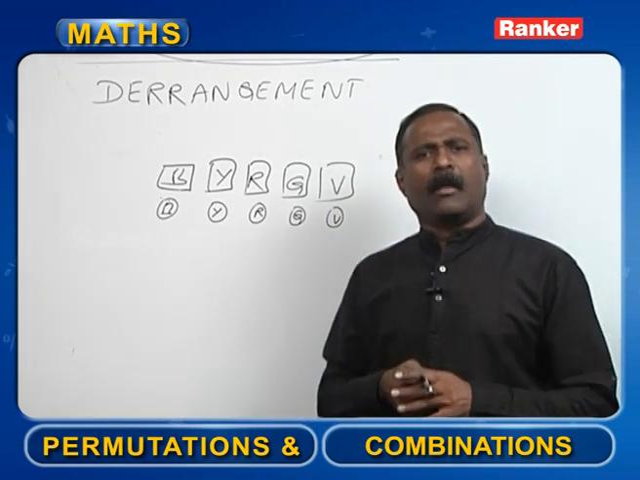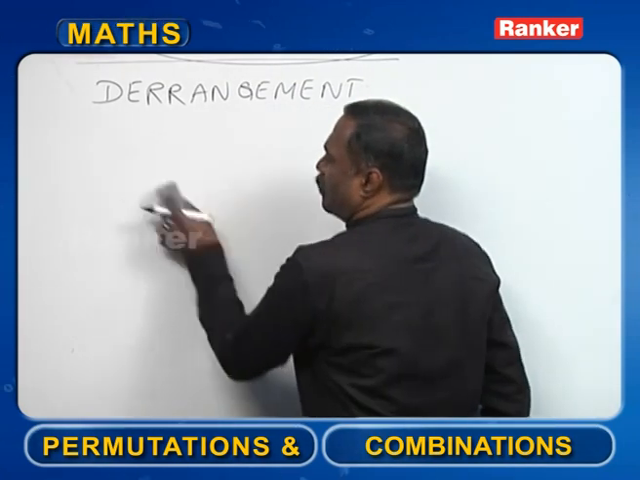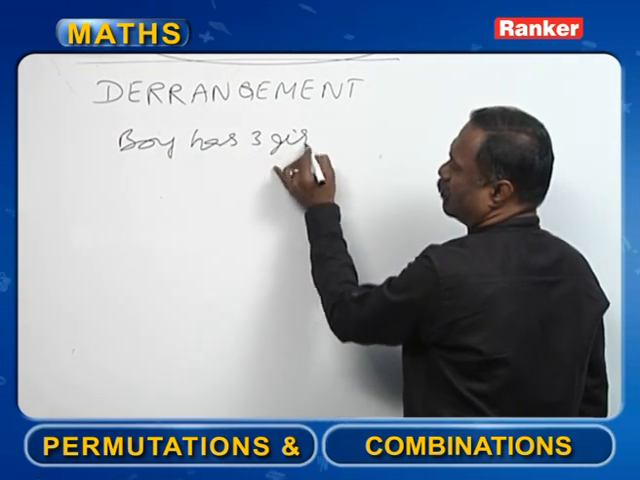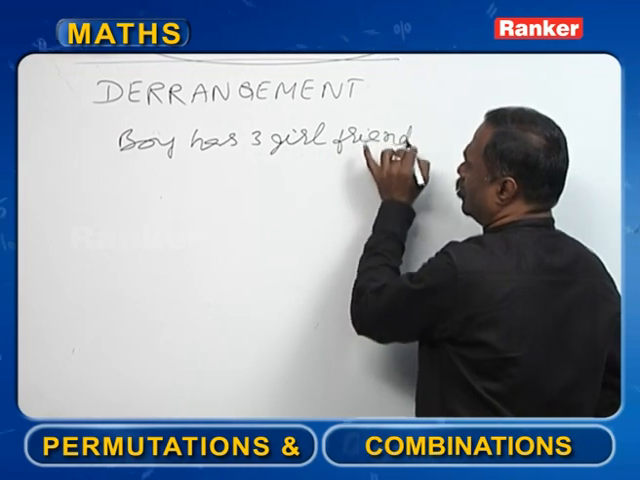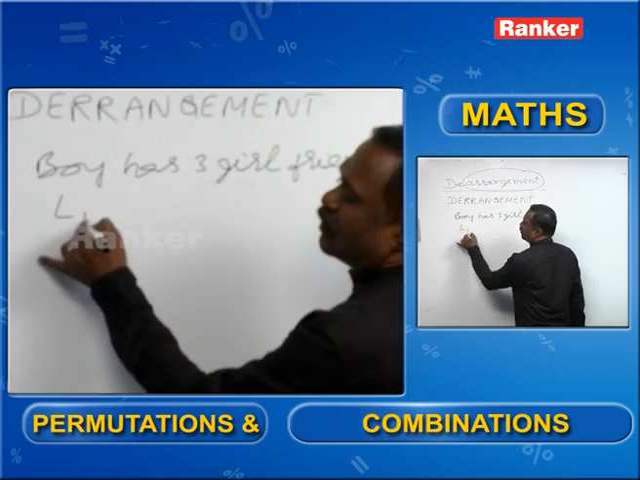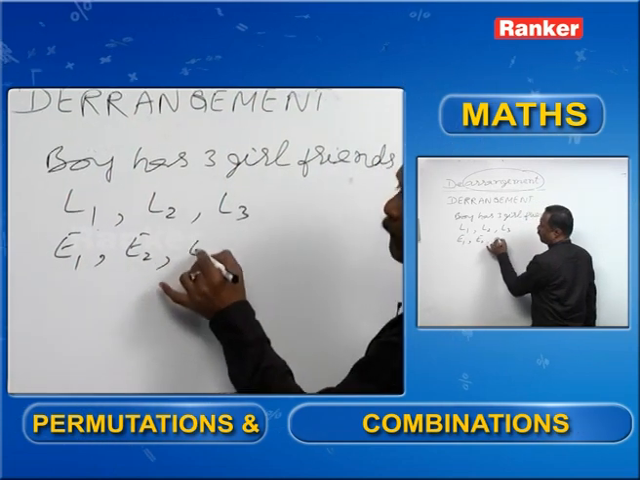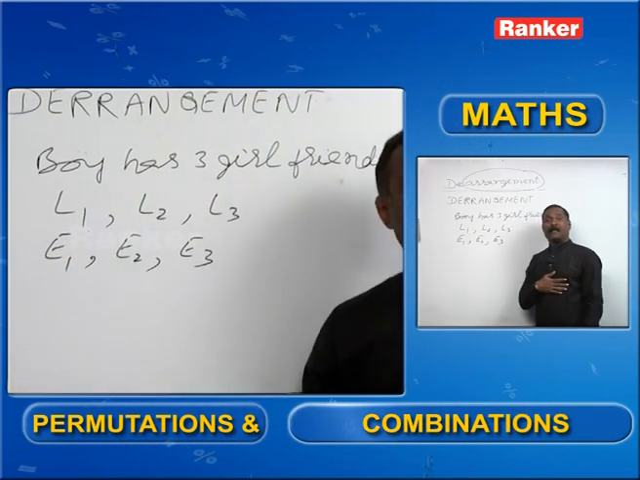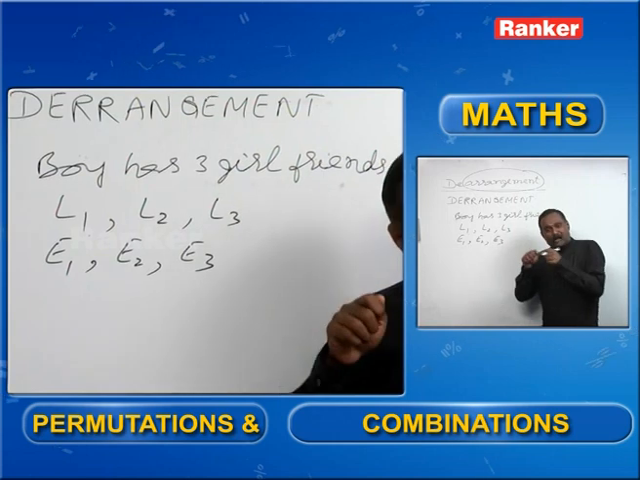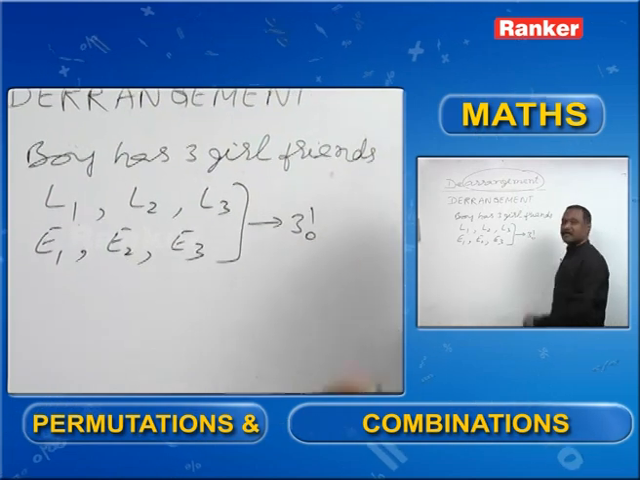And in other way, let us suppose there is a boy who has 3 girlfriends, and he wrote letters to 3 girlfriends, L1, L2, L3, and he prepared envelopes also for the corresponding letters to be kept. Then he has given it to his friend, and he asked him to keep the letters in the envelopes. Then in how many different ways he can keep? He can keep them in 3 factorial different ways.